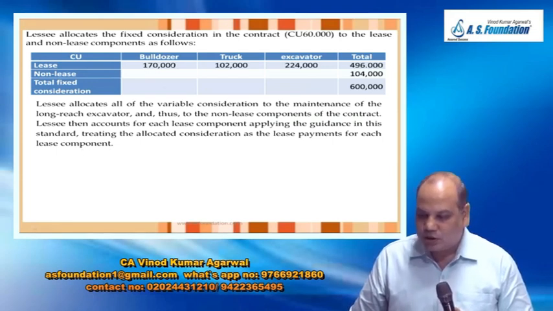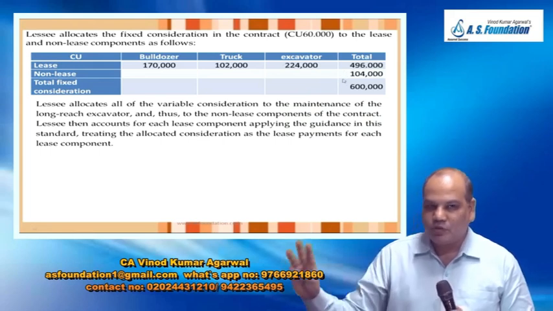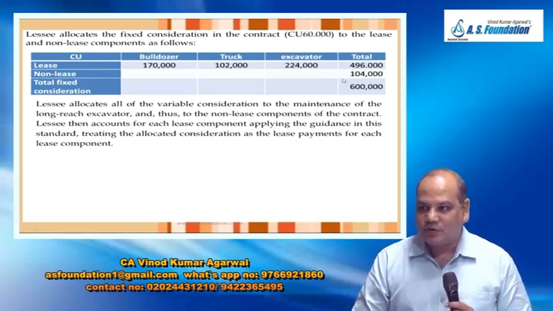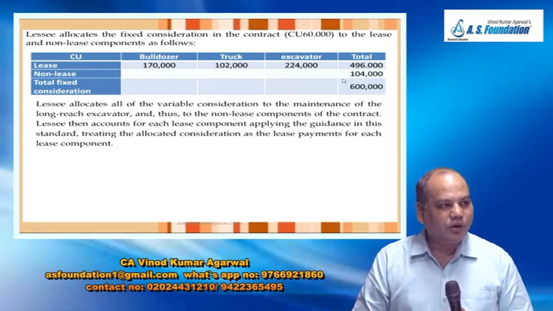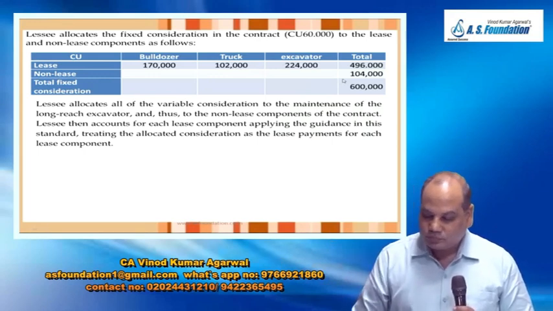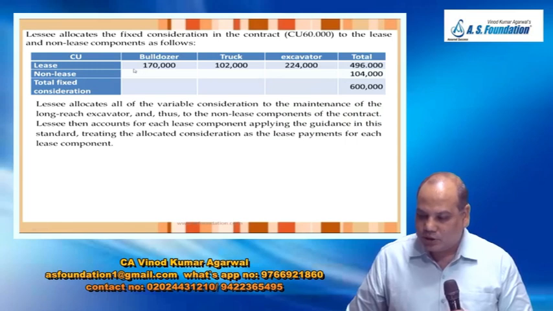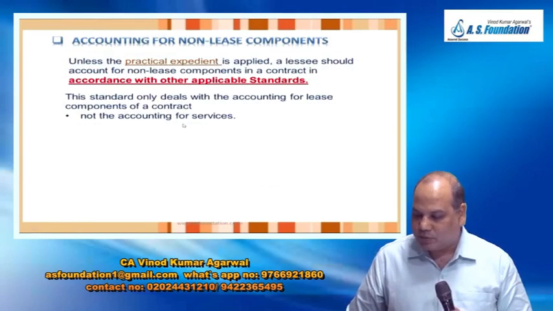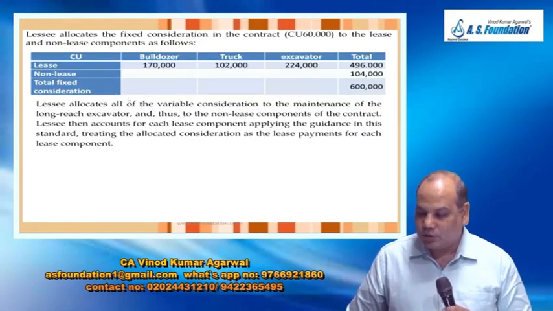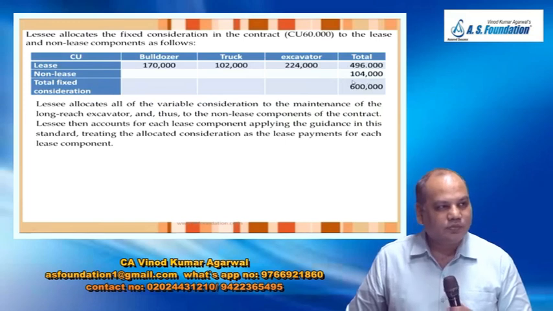So now this 1,70,000 will be applicable for bulldozer, 1,02,000 for this, 2,24,000, and this is maintenance service. Again, there are 3 maintenance services there. You will allocate over those three services. Our standard only deals with the current standard lease part. So accounting of the lease part will be covered by this standard, and accounting of this non-lease part will be covered by other standards.